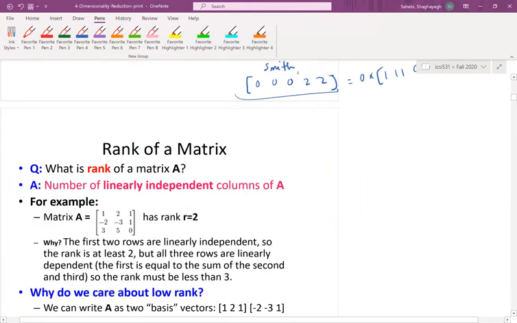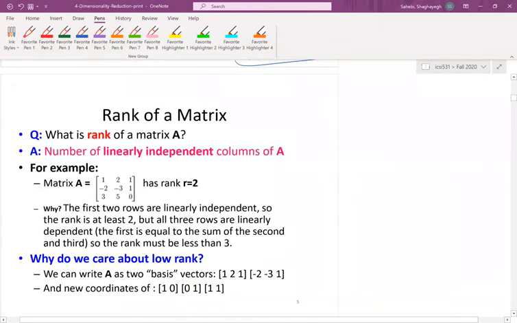Okay, how can we actually explain this mathematically? What can explain this to us is the rank of our data matrix. So what is the rank of a matrix A? Rank is the number of linearly independent columns of matrix A, or also, it can be the number of linearly independent rows of A.